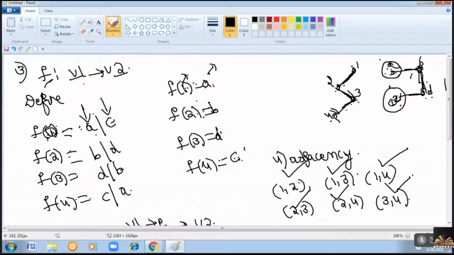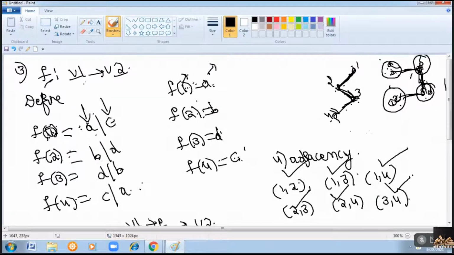Similarly, f of 2. In the first graph, the degree of vertex 2 is 2. So it should be equivalent to a vertex in the second graph which has degree 2. Here both B and D have degree 2, right? So it can be equivalent to either B or D. Now 3 again has a degree of 2, so it should be equivalent to either D or B. Same with f of 4, right? Now you have defined the function.